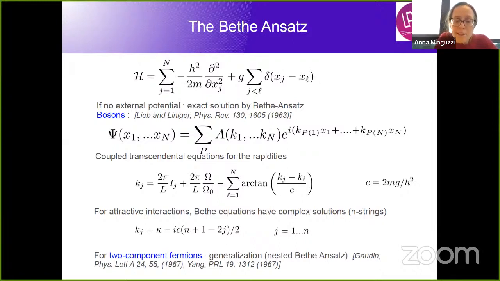Another extension is the case when you have fermions. For example, for two-component fermions, the Bethe-Ansatz solution was found by Gaudin and Yang, and is based on the so-called nested Bethe-Ansatz, that is a Bethe-Ansatz on top of the Bethe-Ansatz. So I will not put all those equations in these slides, but please keep in mind that in general, it is always possible to write an ansatz for the many-body wave function, also for the multi-component system.